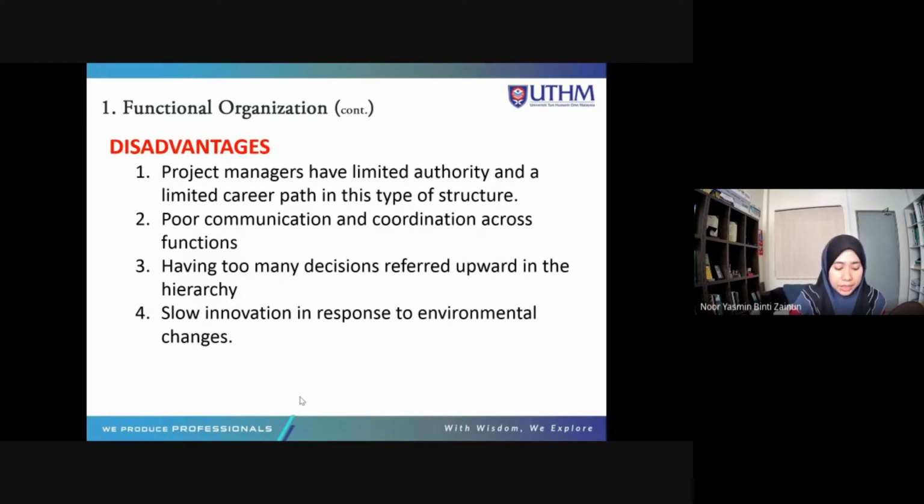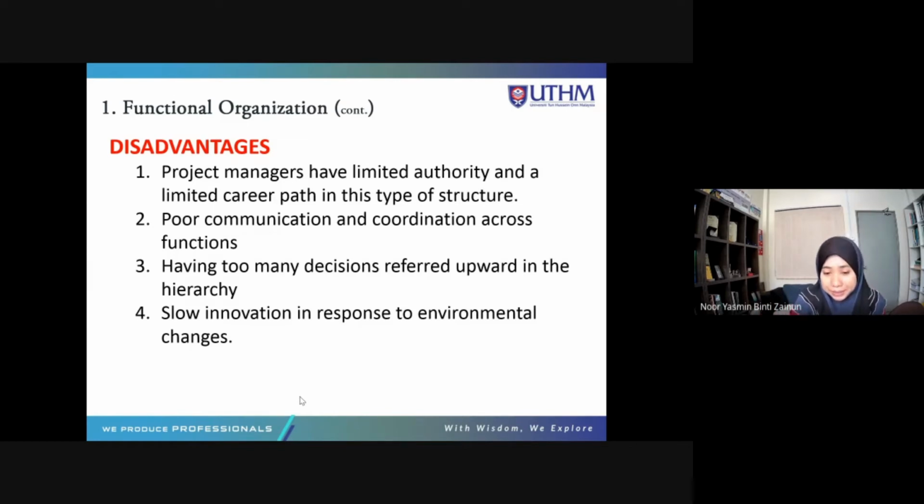But the disadvantages: project managers have limited authority and a limited career path in this type of structure. Sebab dia kan memang dia punya satu function je. So when you are at the top already, you cannot go anywhere. Dia dah tak boleh nak lompat dah pergi mana sebab dia dah paling tinggi. Poor communication and coordination across functions because you only focus on your function. Kan buat kerja awak je. So susahlah nak bercakap dengan orang yang function lain. Also, too many decisions are referred upward in the hierarchy.